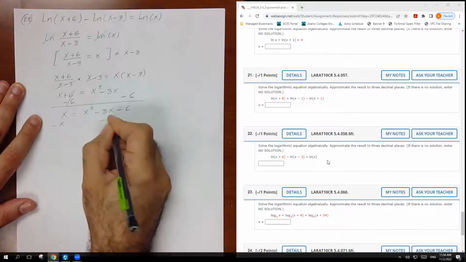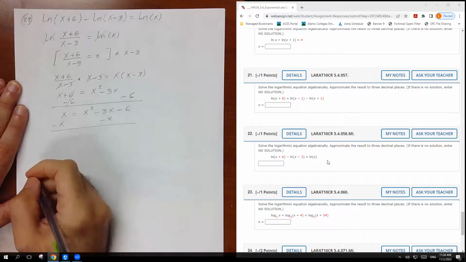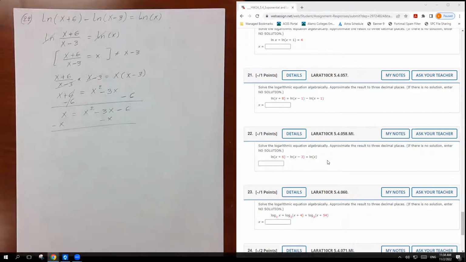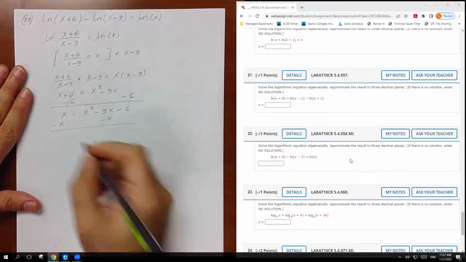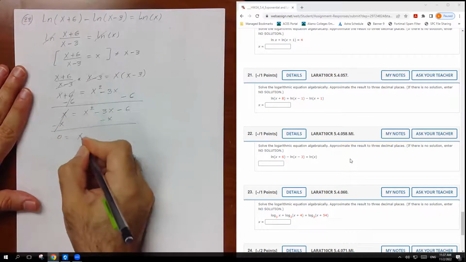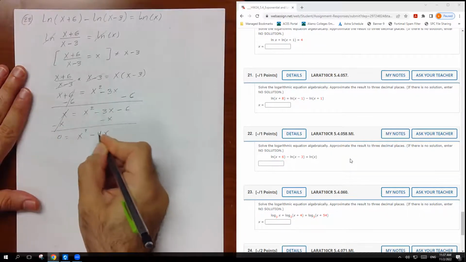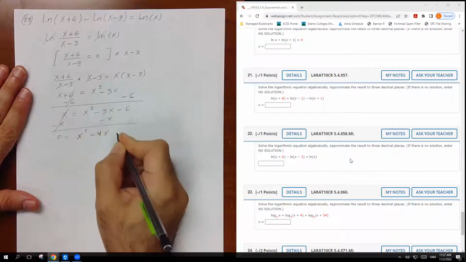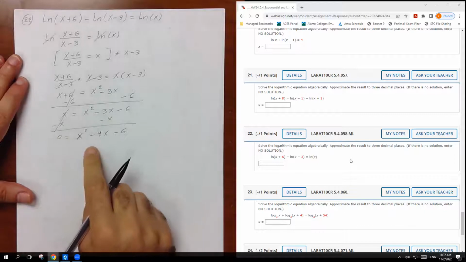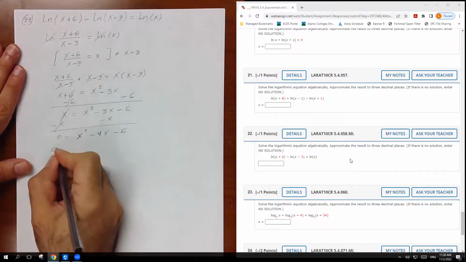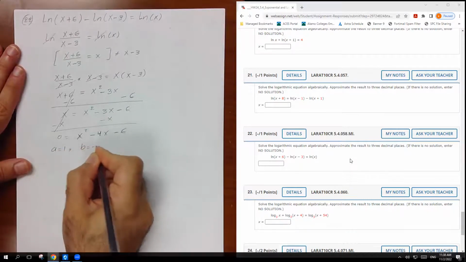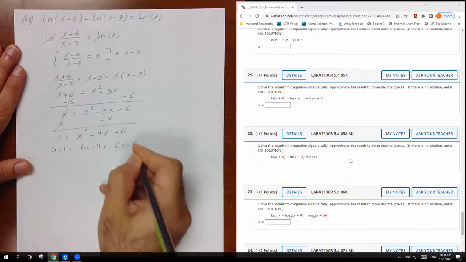Minus x, in this case, so minus 3x minus x, this is minus 4x. It's going to be x squared minus 4x minus 6 equal 0. You can't factor this one. You have to use the quadratic formula also. Let's try that. a equal 1, b equal negative 4, and c equal negative 6.